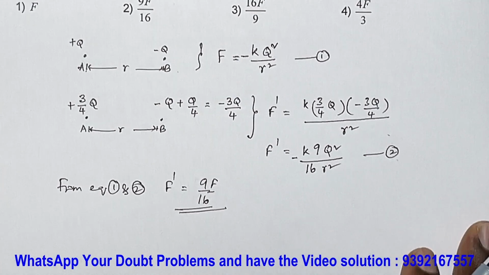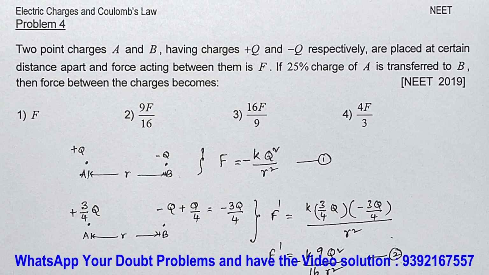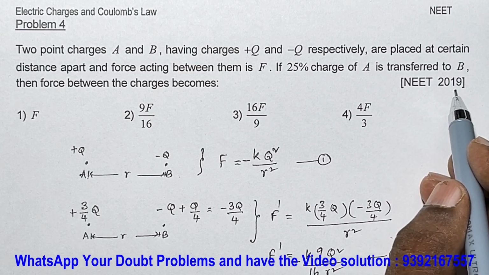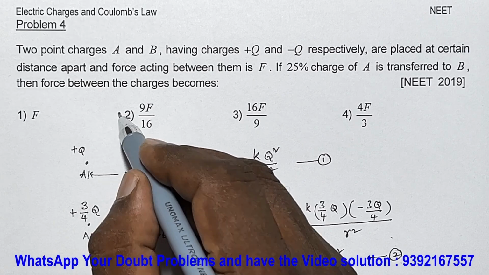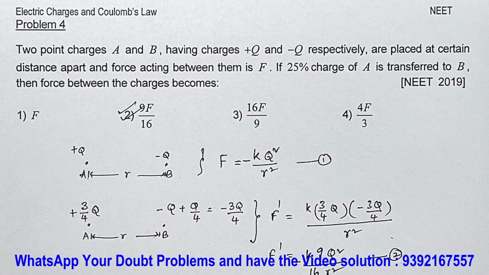Let us see which option is the correct one. So this question was given in NEET 2019. So the answer is 9 by 16 F. So the second option is the correct option.